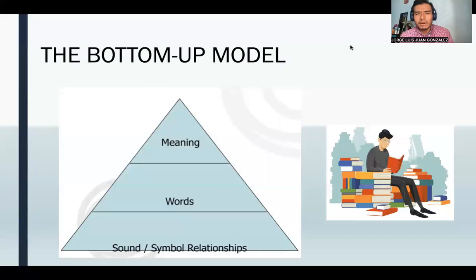Okay, let's talk about the bottom-up model. This model puts emphasis on the importance of decoding individual words, letters, and grammatical structures in order to understand the overall meaning of the text. An important aspect that I put emphasis on in the planning, these ideas of the meaning.